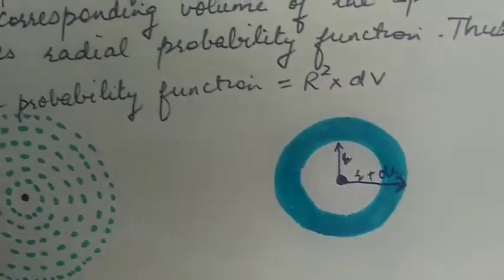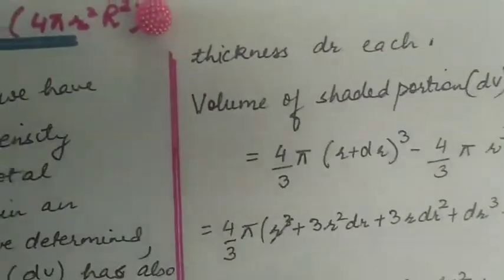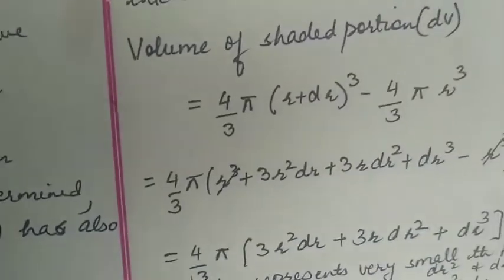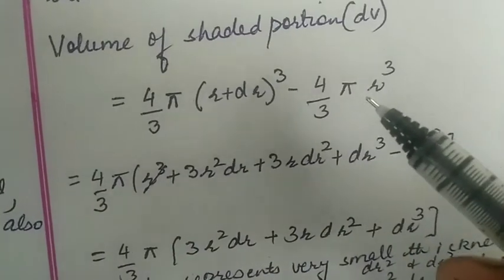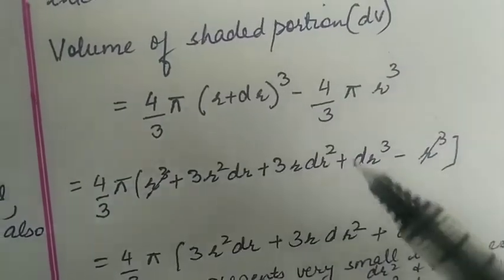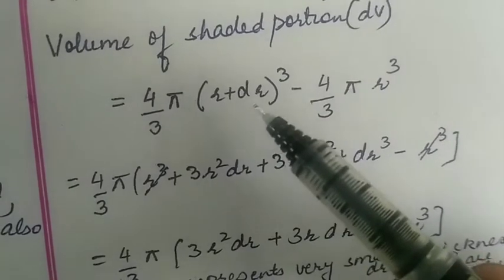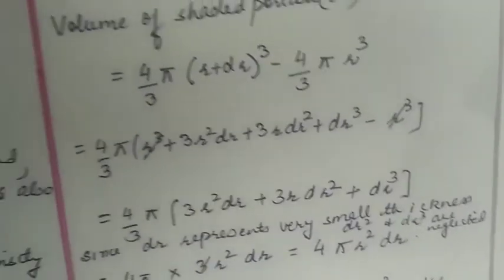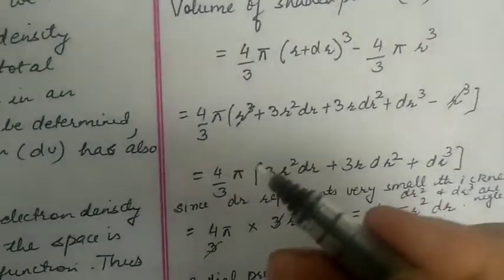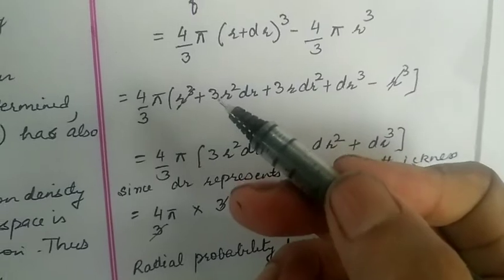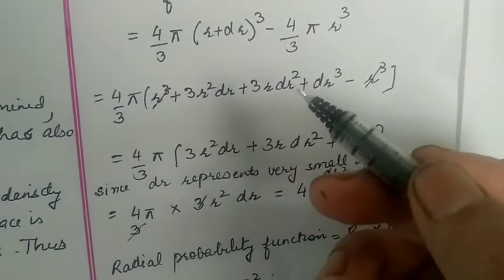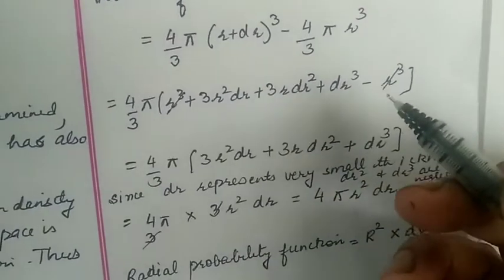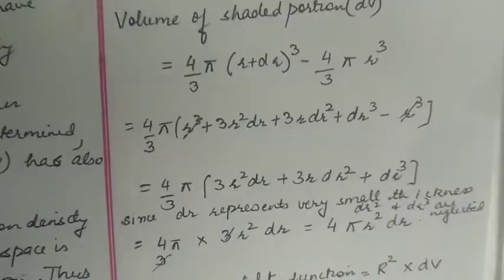So for outer sphere, the volume is 4/3 pi (r plus dr) the whole cube, and for smaller sphere it is 4/3 pi r cube. Now expanding this (r plus dr) the whole cube and taking out 4/3 pi common from both the terms, we get 4/3 pi [r cube plus 3r square dr plus 3r dr square plus dr cube. This is for bigger sphere, minus r cube. This is from the smaller sphere.